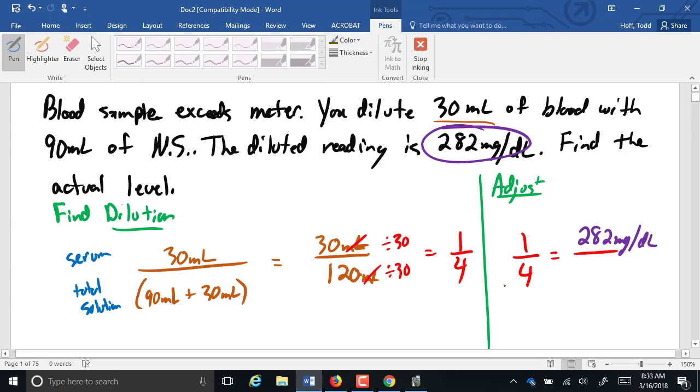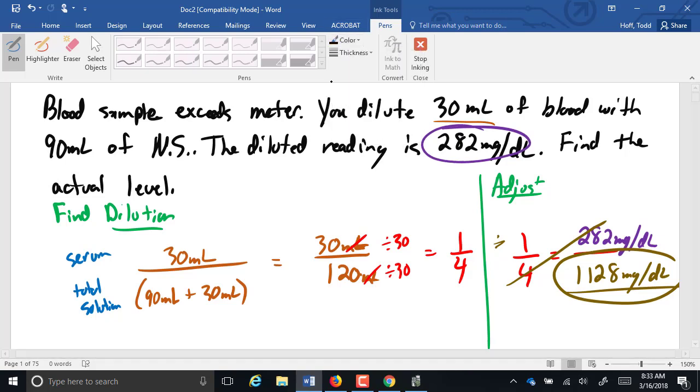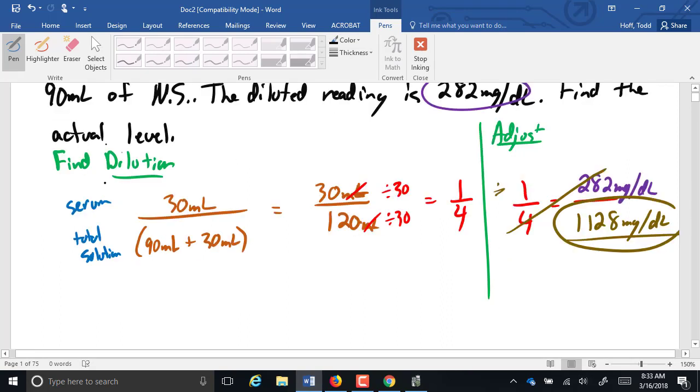So then we multiply and cross multiply and divide. 4 times 282 divided by 1. This was 1128 milligrams per deciliter. So the true level in the blood is 1,128 milligrams per deciliter. That's a blood sugar reading. You got somebody on the verge of passing out there. Any questions on that problem?